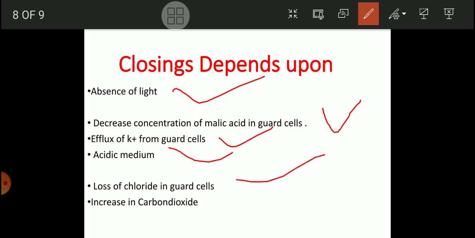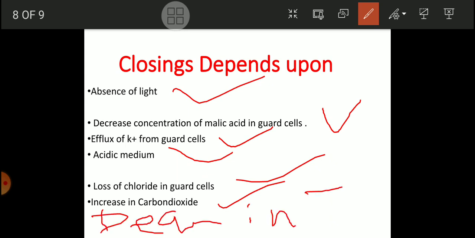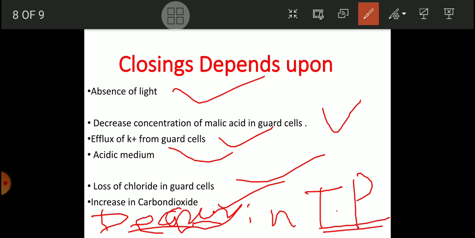Loss of chloride also takes place, as chloride comes out of the guard cell, and there is an increase in carbon dioxide. All these things are responsible for the decrease in turgor pressure. Here the most important thing is the decrease in TP, the turgor pressure, and because of the decrease in the turgor pressure, the stoma gets closed. So the closing of the stomata depends upon many things.